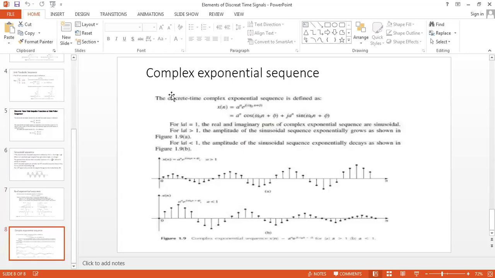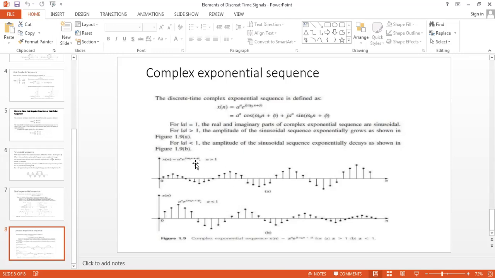Complex exponential sequence, discrete time function. This is the equation for the complex exponential sequence: a power n e power j omega naught n plus phi. If you expand it, you get a power n cos of omega naught n plus phi, plus j times a power n sin of omega naught n plus phi. This is the real part, and this is the imaginary part. Here again, we have cases: a equal to 1, a greater than 1, and a less than 1. If a is equal to 1, the real and imaginary parts are sinusoidal.